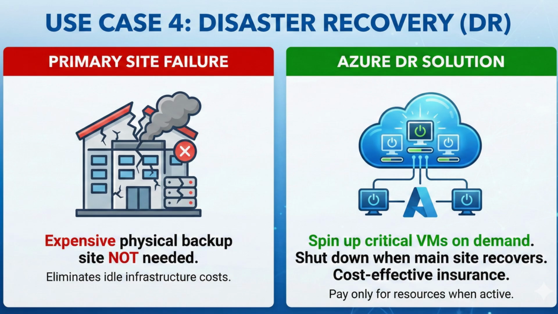Building a secondary physical data center is incredibly expensive. Instead, use Azure. If your primary site fails, you can spin up critical apps on Azure VMs immediately. Once your main site is back, you shut the cloud VMs down. It's an insurance policy that pays for itself.